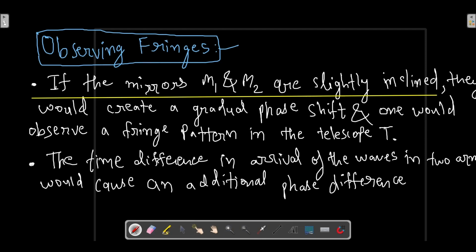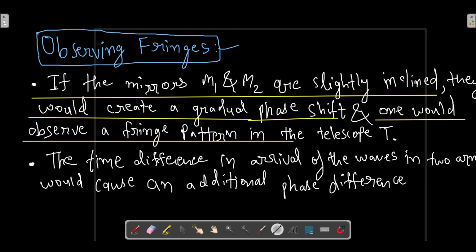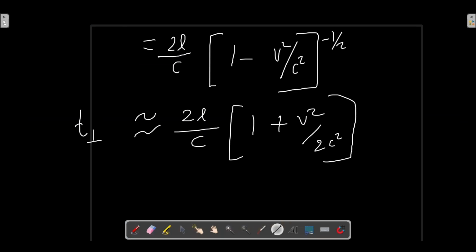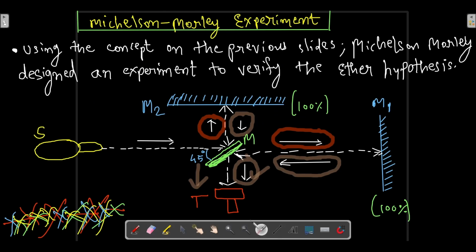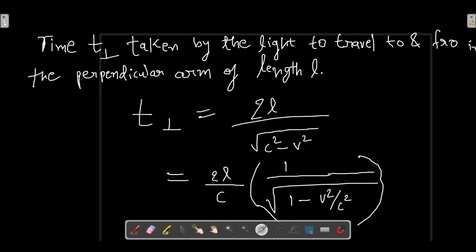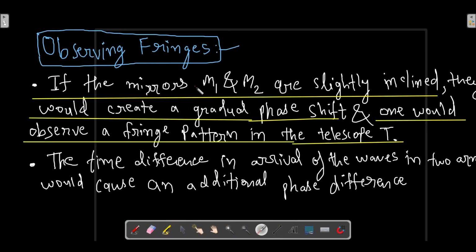So if the mirrors M1 and M2 are slightly inclined, what will happen? They would create a gradual phase shift. This is what you learn in the chapter on waves. This is quite evident from the fact that they are slightly inclined. So they would create a gradual phase shift, and a person would be able to observe a fringe pattern in the telescope T. Where is the fringe pattern observed? It is observed in this particular telescope T, which has been kept over here. In that, the interference pattern, the fringe pattern, is observed.